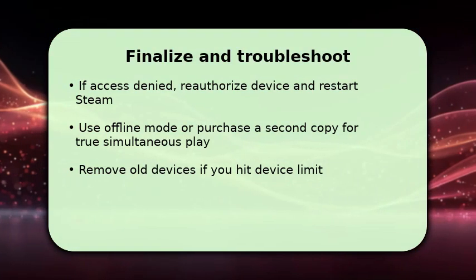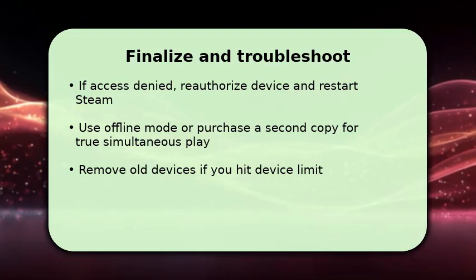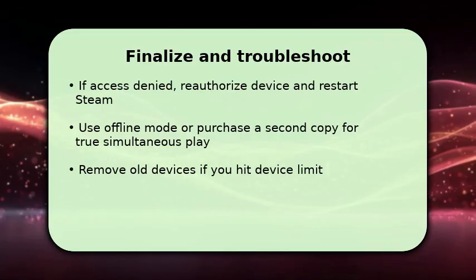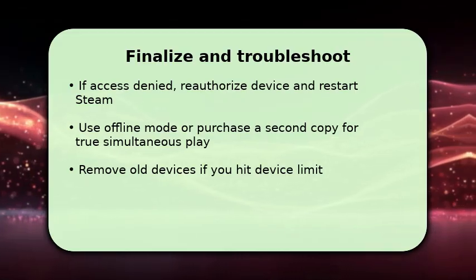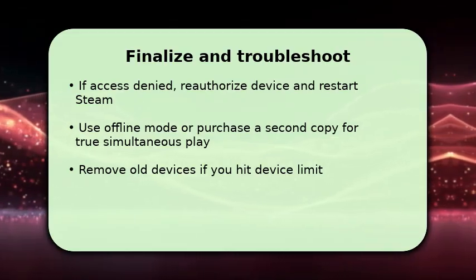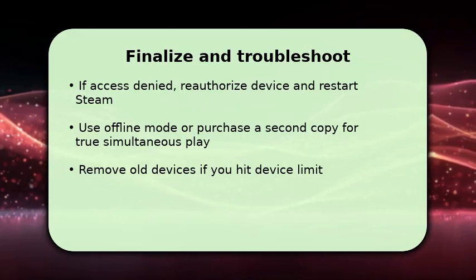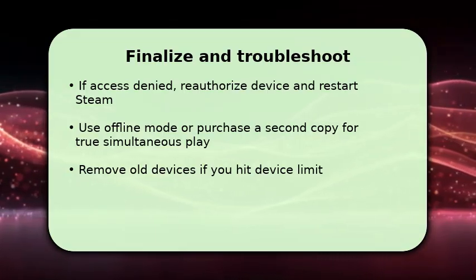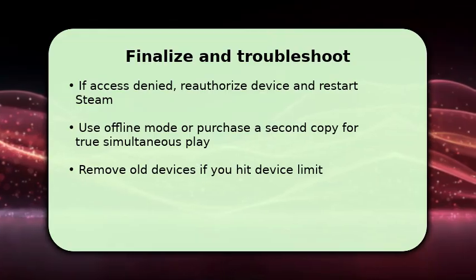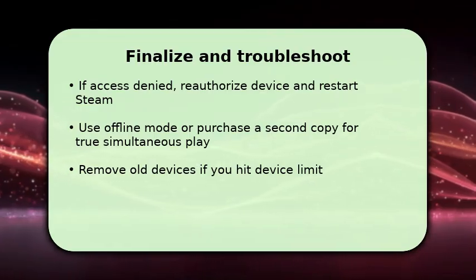To finish setup, confirm each device shows as authorized under the owner's family settings, then restart Steam on both systems so permissions refresh. If the borrower loses access while the owner is playing, Steam will block the borrower, so try switching the borrower to offline mode or ask the owner to stop that game.